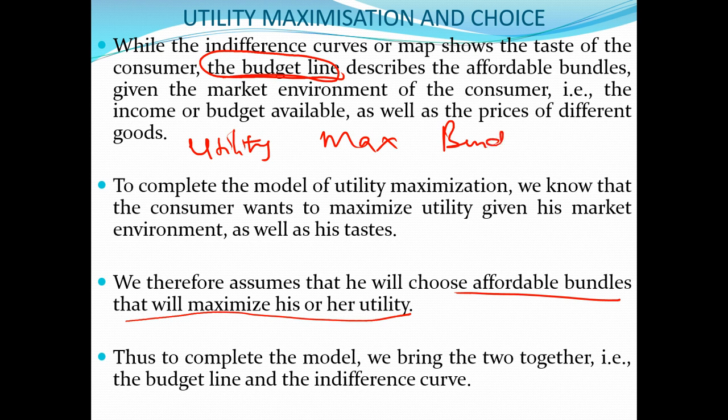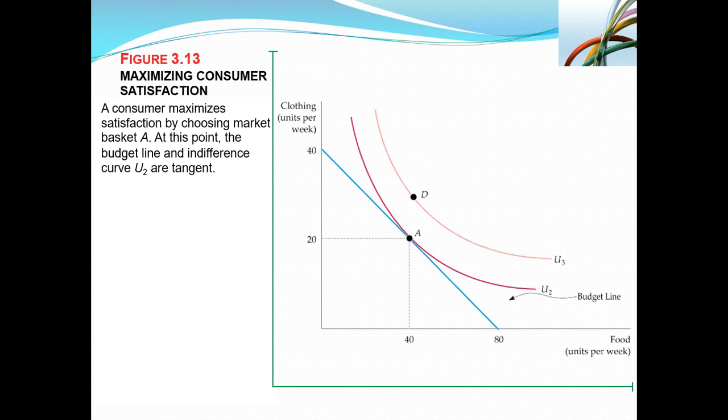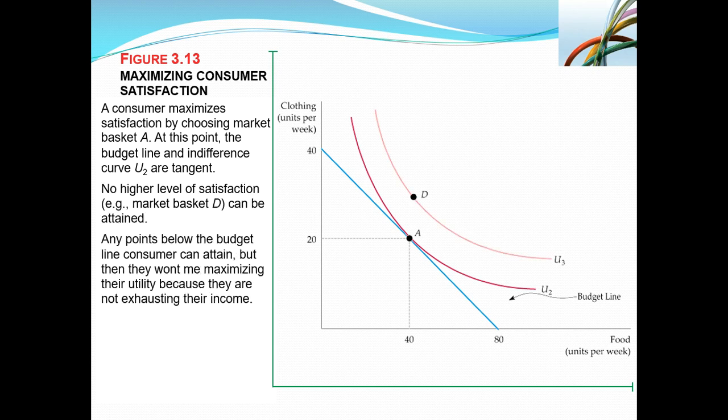So which bundle is going to maximize the consumer's utility? Now we need to bring these two together. We bring in the budget line, we also bring in the indifference curve, then we do the analysis. So now what we are seeing is a case like this.